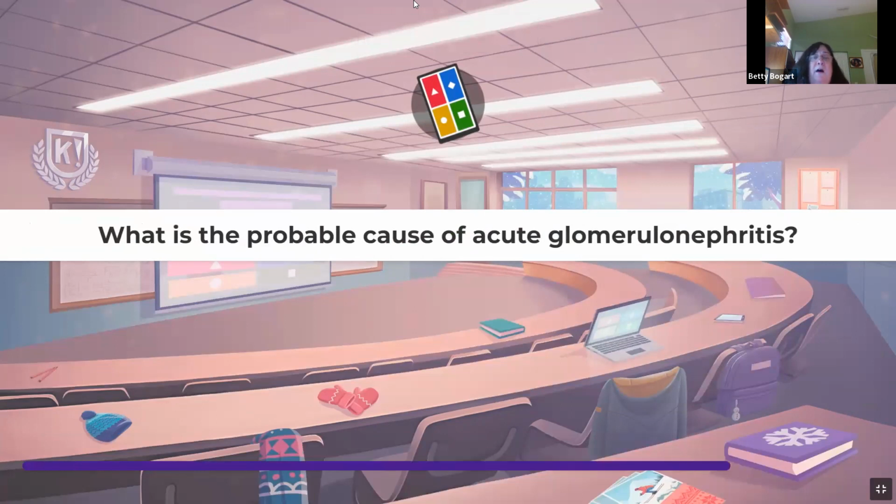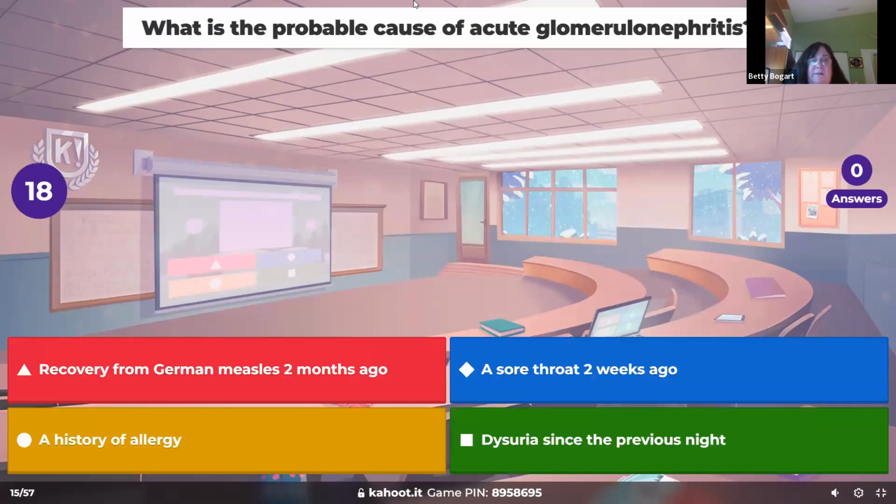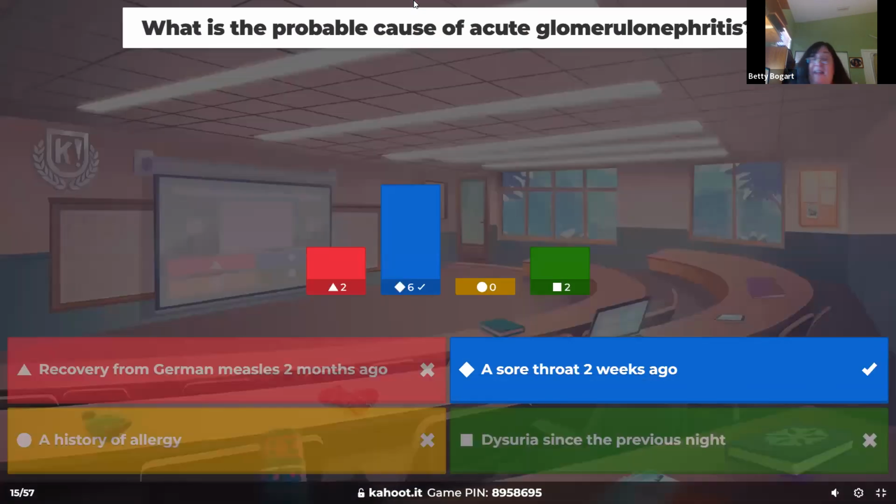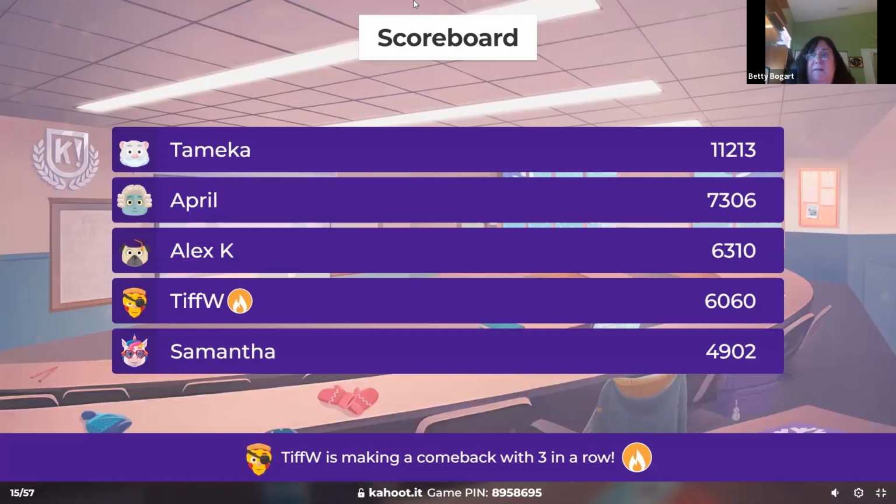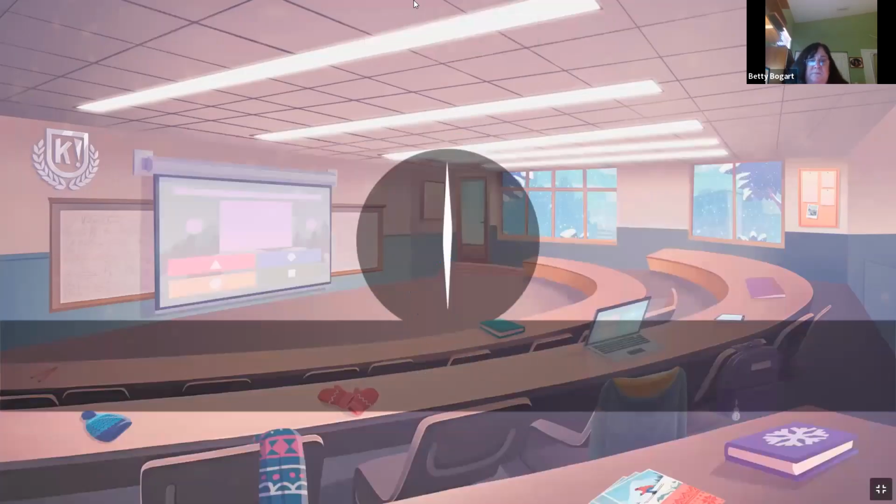What is the probable cause of acute glomerulonephritis? Remember, it's the same cause as rheumatic fever. That's why we have to teach our parents and child, if they have a strep throat, that they need to take every little drop of that antibiotic. They have to finish their prescription to prevent these sort of things.